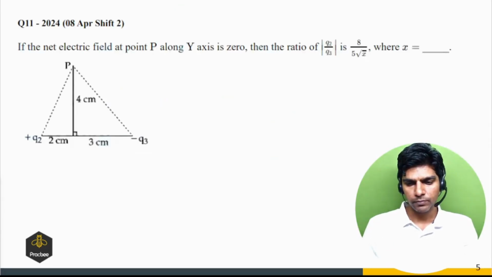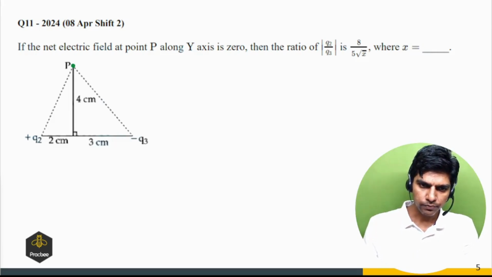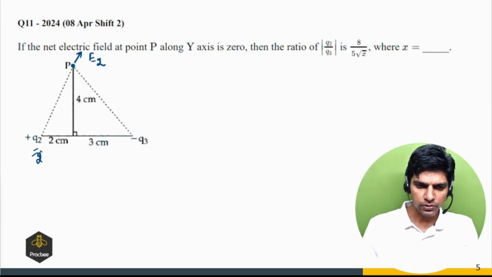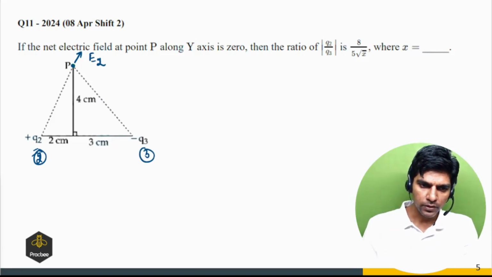Let us see the next question. If the net electric field at the point P along the y-axis is 0, so at P the field is 0, then the ratio of the magnitude of Q2 and Q3 is 8 upon 5 root x. What is the value of x? Right, so at P, if I show the field due to this positive charge, the field will be away from the positive charge, right? Let me call this E1. This is charge number 2, let us take its field as E2. Let us take this charge number 3. And due to this charge number 3, the field will be towards the negative charge. So that will be E3.